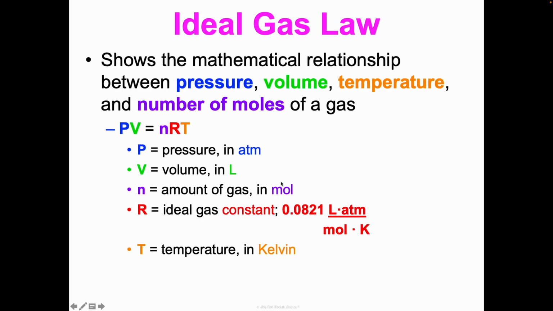Now, here's the deal. Pressure and volume and all that can be in different units, but then you need a different constant. We are only going to be using the constant of 0.0821 with this unit that you see on your reference sheet. And because this is the unit, that means our volume must be in liters, our pressure must be in ATM, our moles must be in moles, and then Kelvin is for temperature.